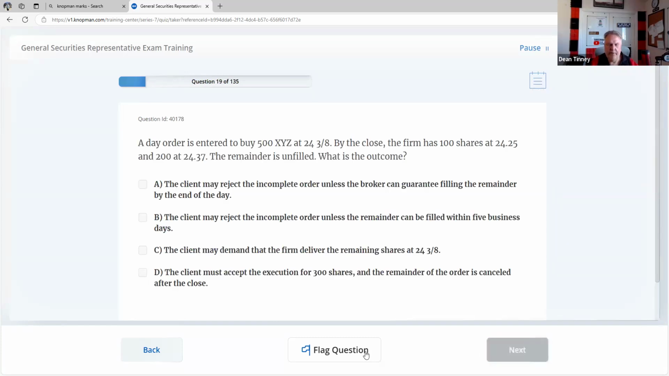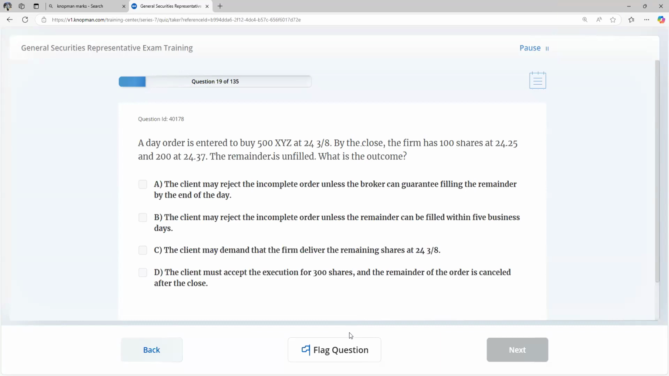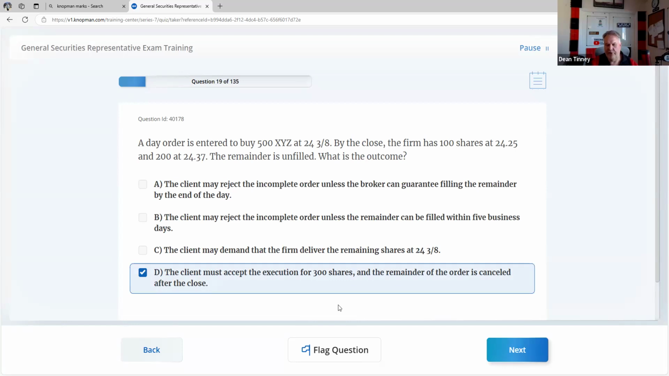A day order is entered to buy 500 shares of XYZ at 24 and 3/8. By the close, the firm has filled 100 shares at 24.25 and 200 shares at 24.37. The remainder is unfilled. What is the outcome? I think it could be D. The client can accept the execution for 300 and the remainder is canceled, unless he told us all or none or fill or kill or whatever. Then yeah, D.